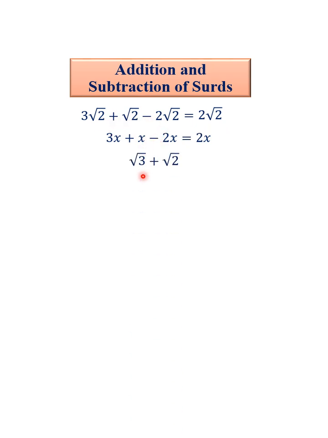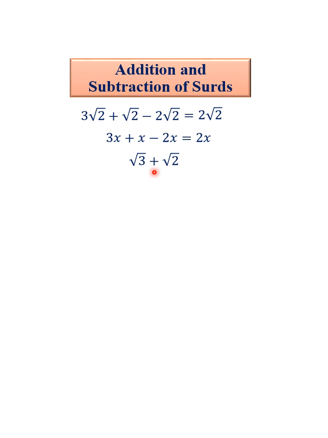What about this? Root 3 plus root 2. These two surds are not similar. Hence, we cannot simplify further than this. If you have this kind of question or you solve your problem up to this extent, you leave it that way because they are not similar and you cannot proceed.